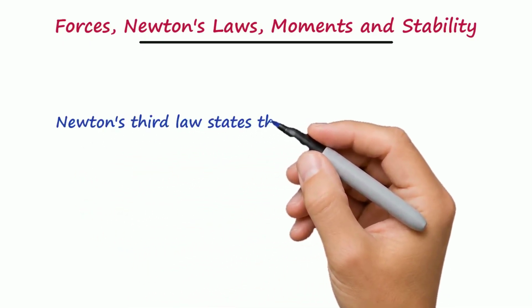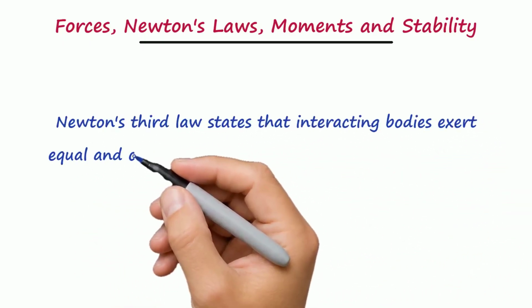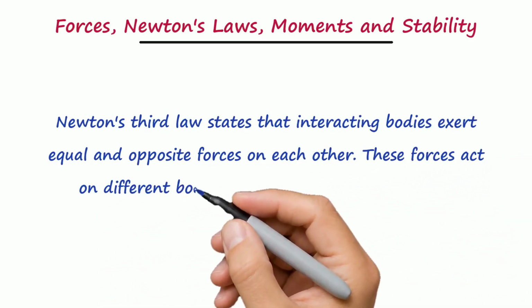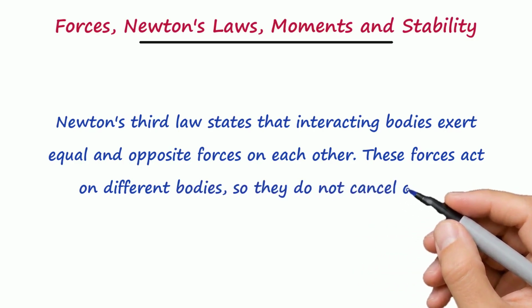Newton's third law states that interacting bodies exert equal and opposite forces on each other. These forces act on different bodies, so they do not cancel on one free body diagram.